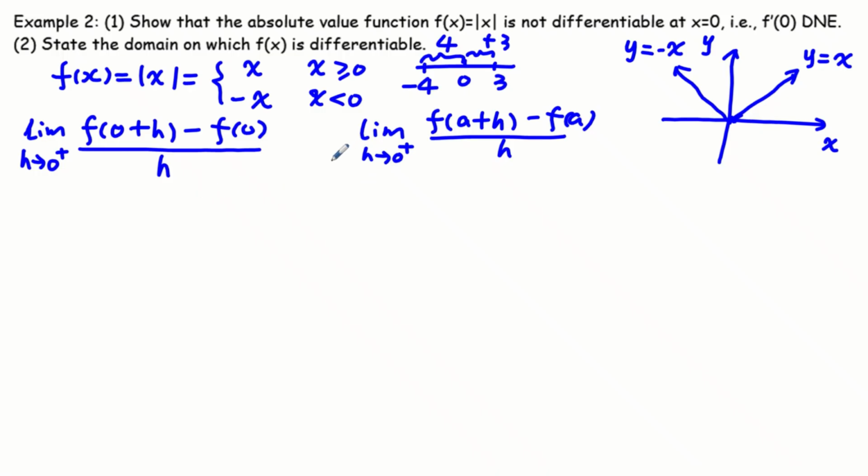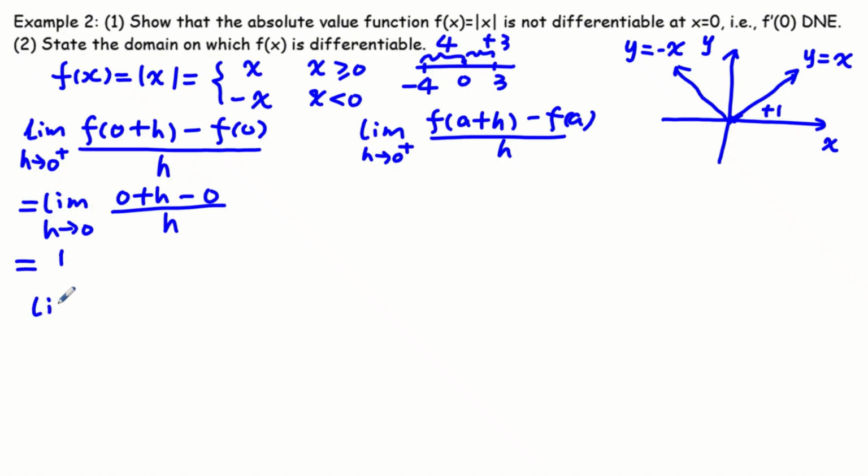Now a is 0 because x equals 0. So we are going to sub in 0 plus h. When the input is positive, it will be x. So 0 plus h subbed into x is 0 plus h, then minus 0 subbed in is 0, all over h. So h divided by h is 1. So from the right side, the slope of tangent is positive 1.